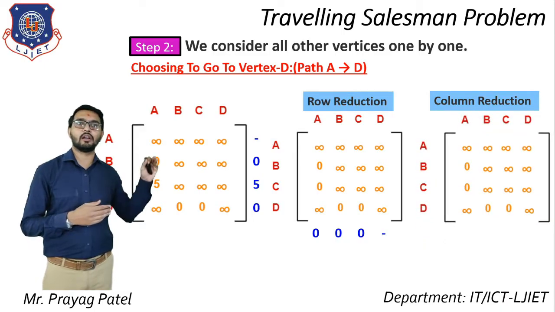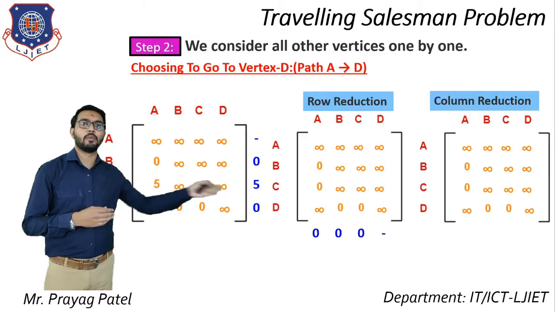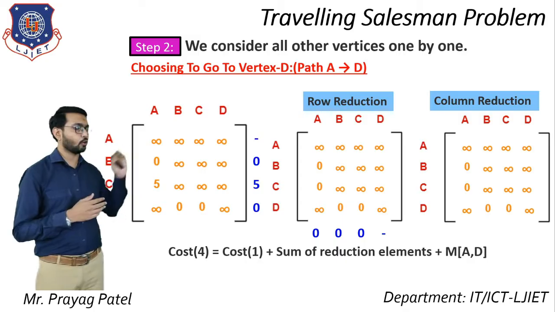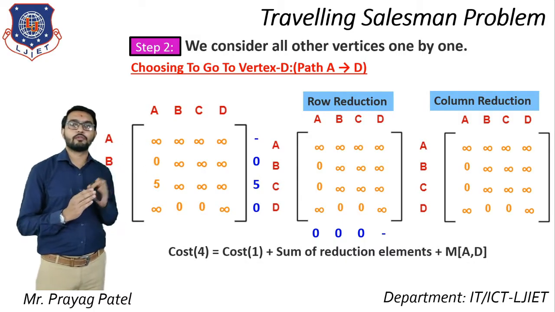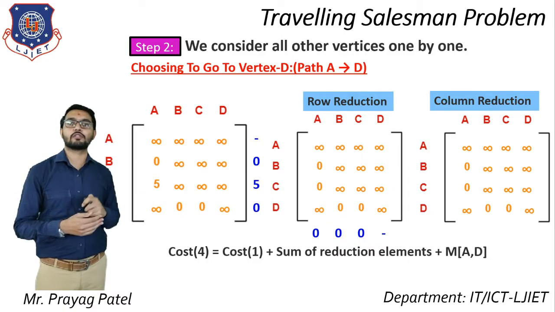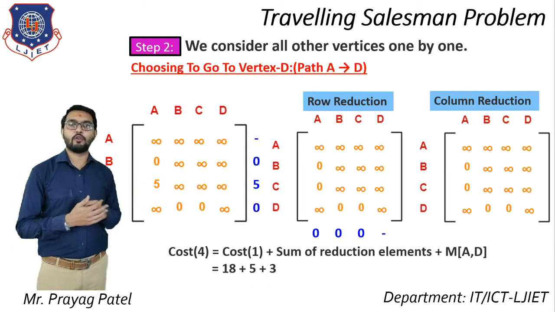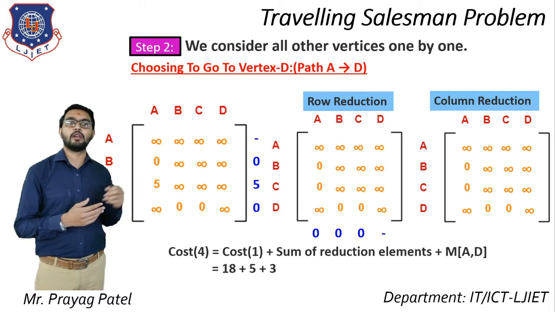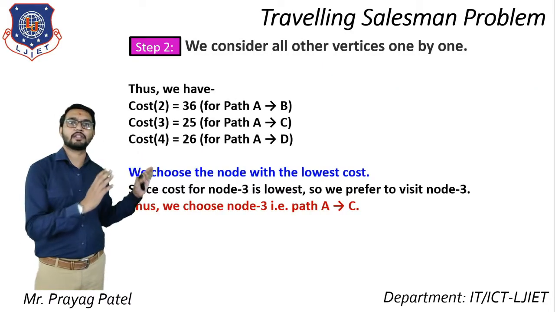So after row reduction and column reduction, the reduced matrix is your third matrix. Now consider the cost for this matrix, the cost for matrix 4. So cost equals cost 1 plus the sum of the reduction elements and the value of MAD. So cost 1 is already 18, plus the reduction cost equal to 5 because only row reduction was done, and plus 3 for the old value of MAD. So consider the final value as 26 for this step.